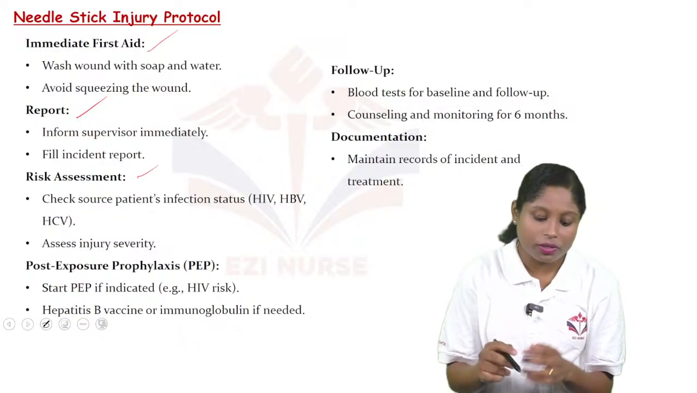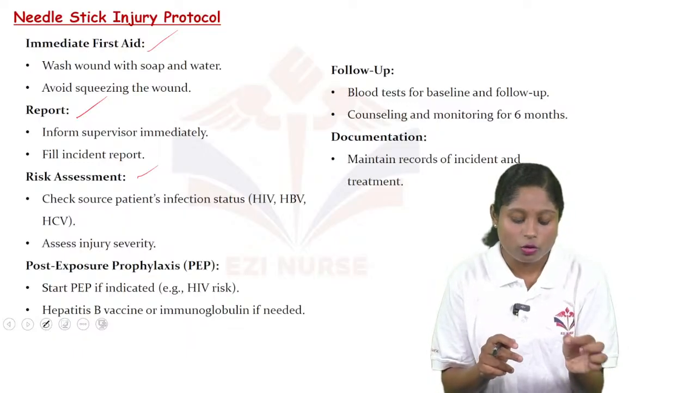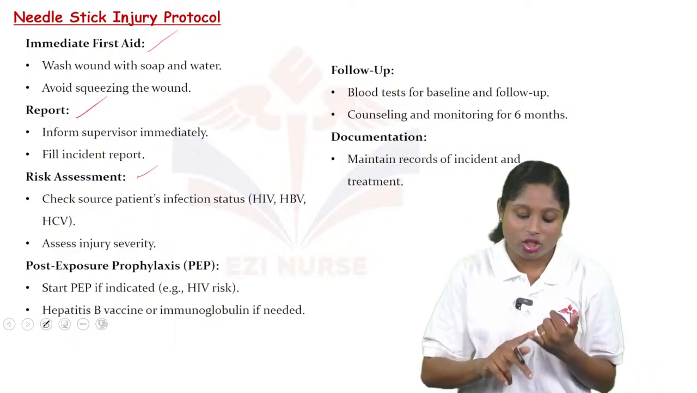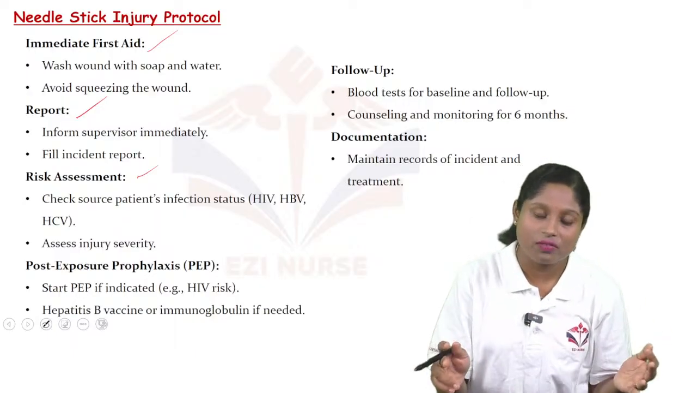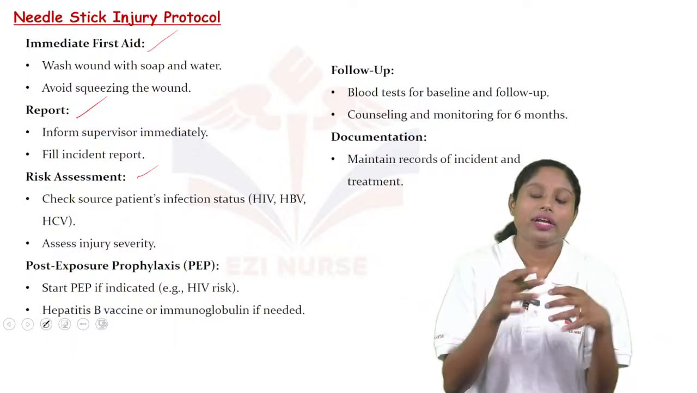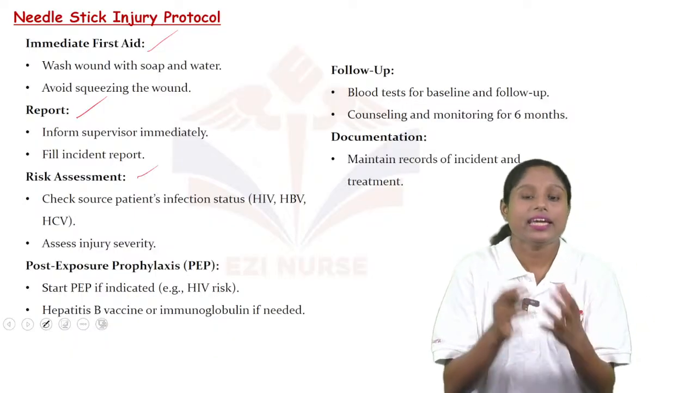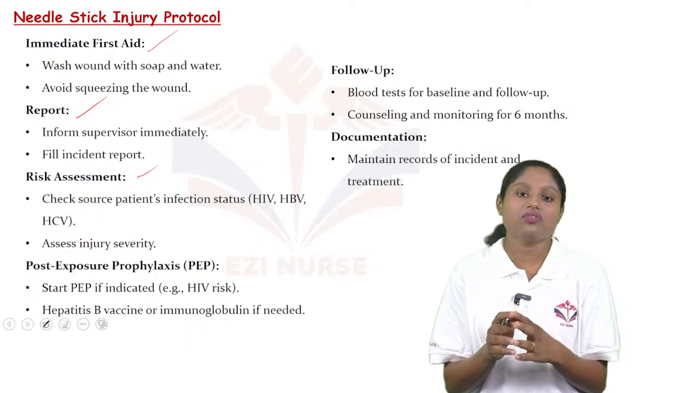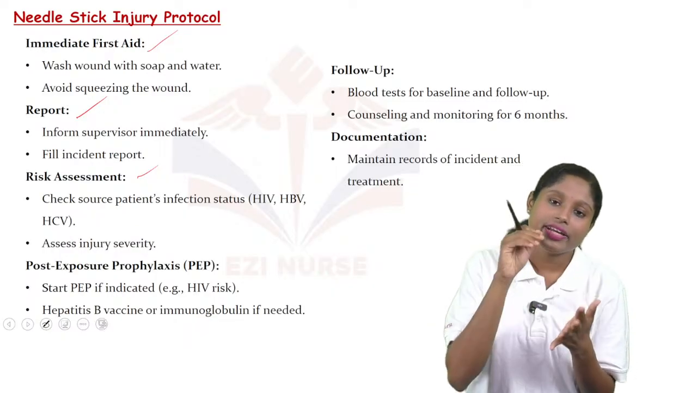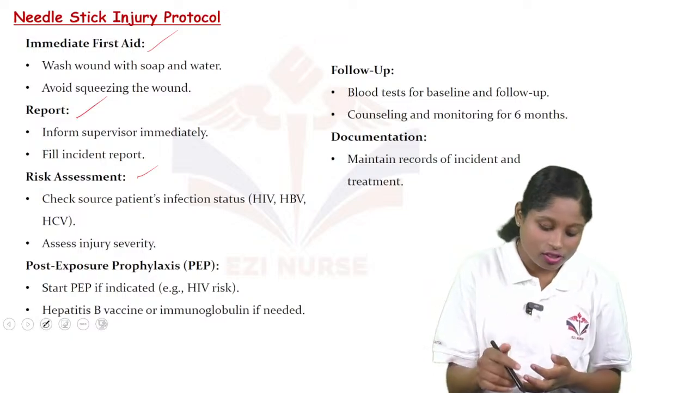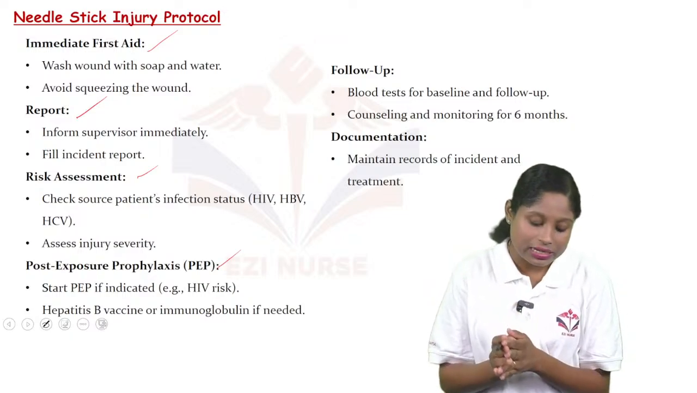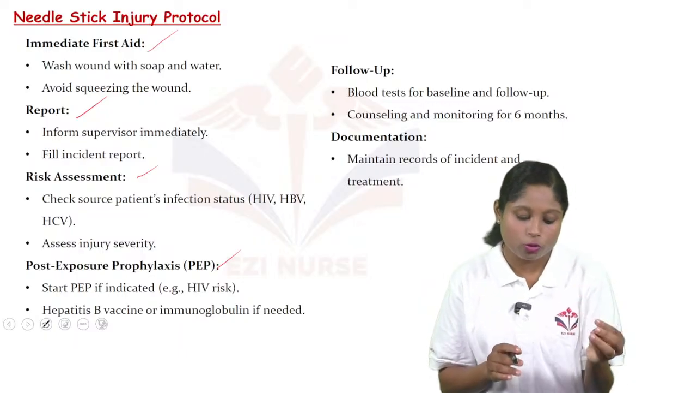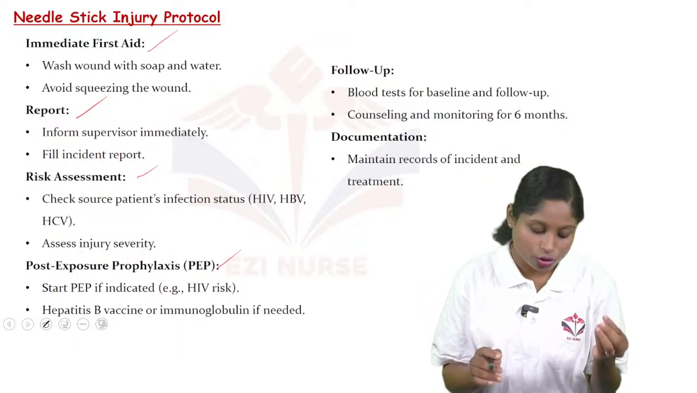Next, risk assessment. Check the source patient's infection. You need to check what infection the patient has, like HIV, HBV or HCV, any sexually transmitted disease or human immunodeficiency virus disease. Assess injury severity. Next is post-exposure prophylaxis. Start PEP if indicated. In the case of HIV, post-exposure prophylaxis should be started.